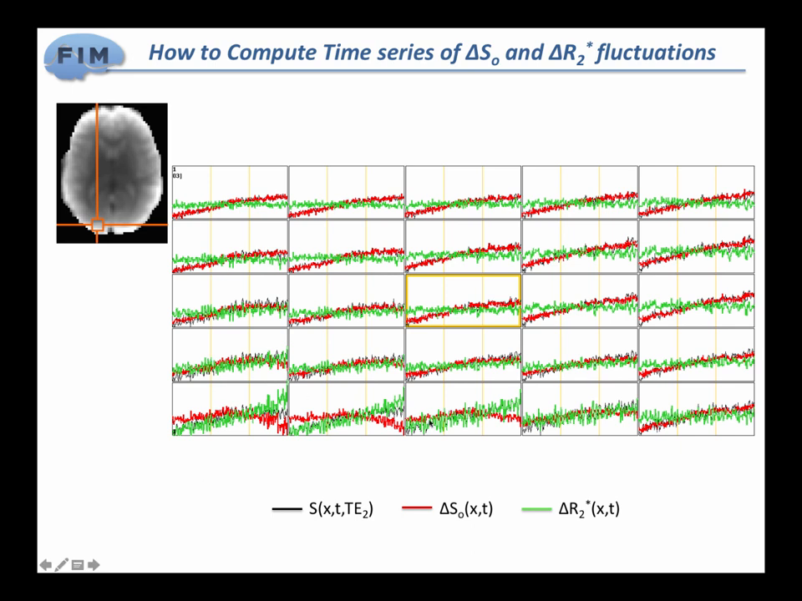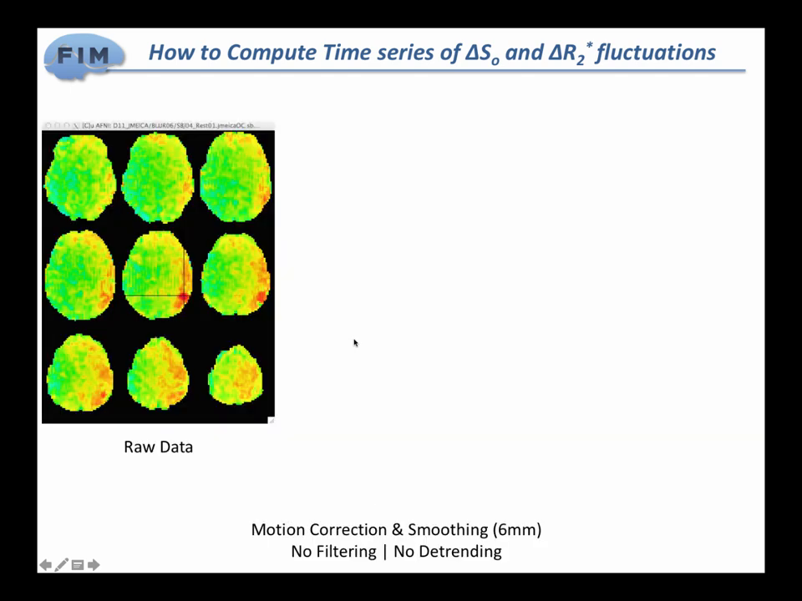And here is what you get should you do this for the S0. Again, in these voxels, clearly it captures the drift, but it's not something you might want to do. There are better ways to do this, like MEICA and other things. But here is an example.